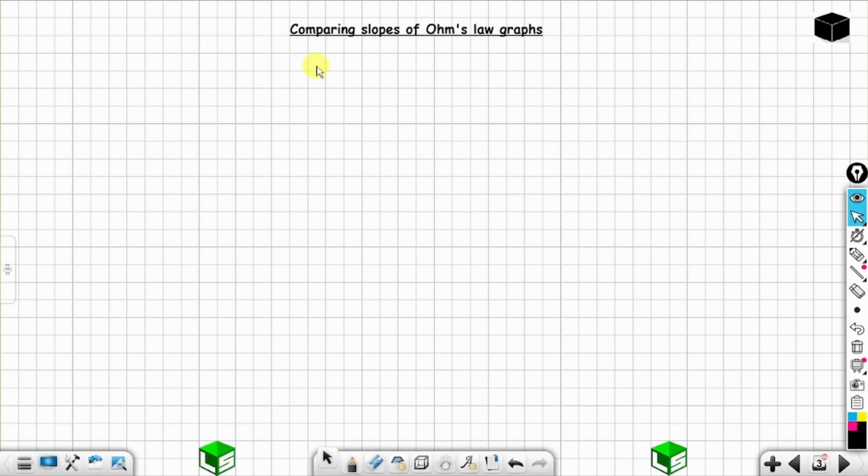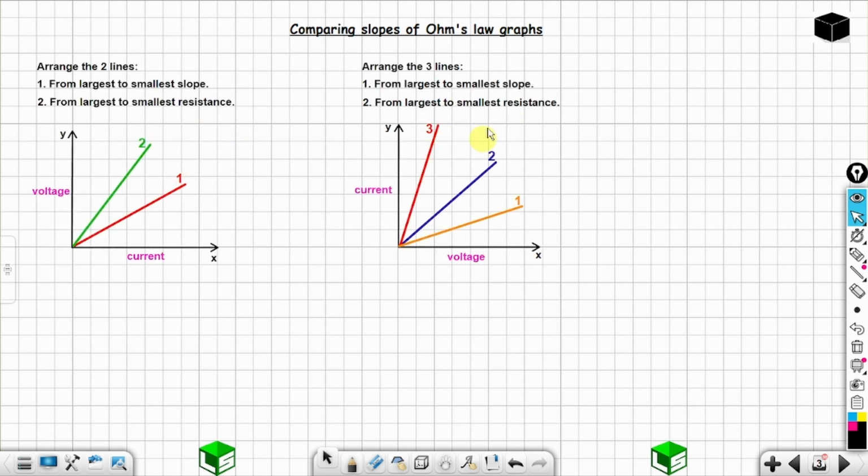Now we are going to compare slopes of Ohm's law graphs. We are going to use this question and this question to compare slopes of Ohm's law graphs. Let's start with this question. Arrange the two lines: number one, from largest to smallest slope; number two, from largest to smallest resistance. Solution number one, from largest to smallest slope.